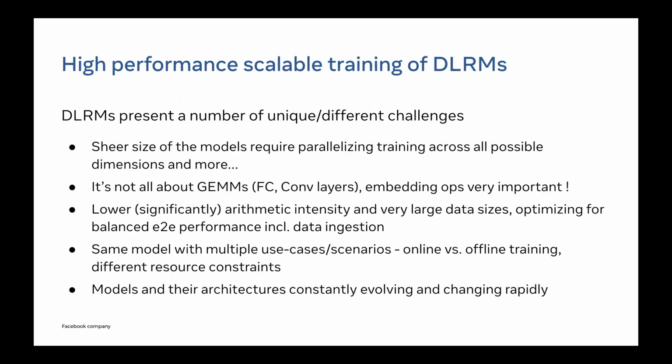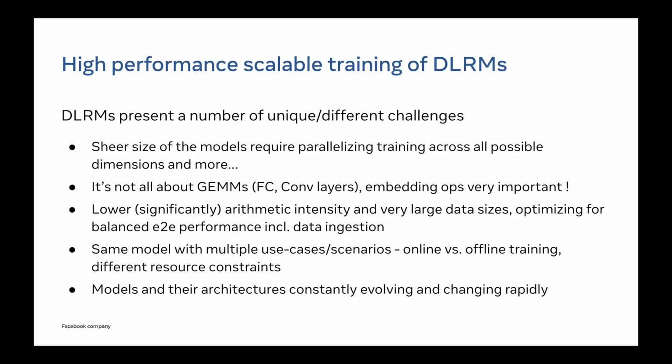So just to recap, what does it take to actually train high performance scalable DLRMs? They're different. They present unique challenges. The sheer size of the model and their compute characteristics require them to be different. And we need to think beyond what we do for distributed training of conventional models to be able to support these efficiently. And given their compute intensity, it's not all about GEMMs or matrix multiplies or dense compute, right?